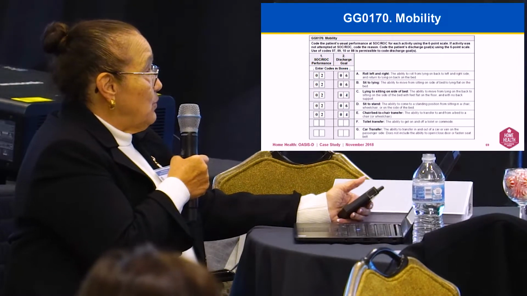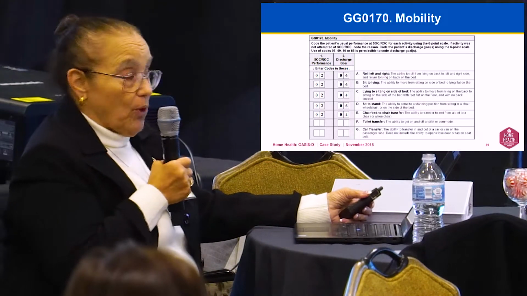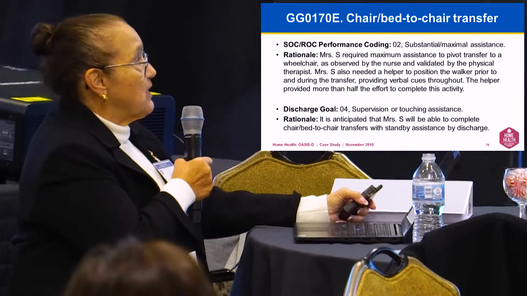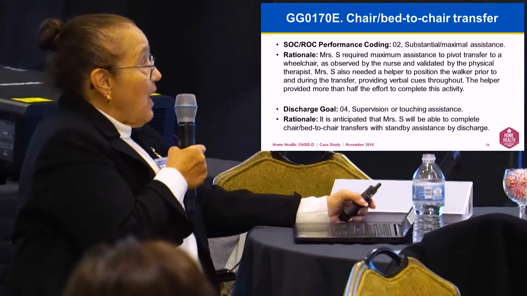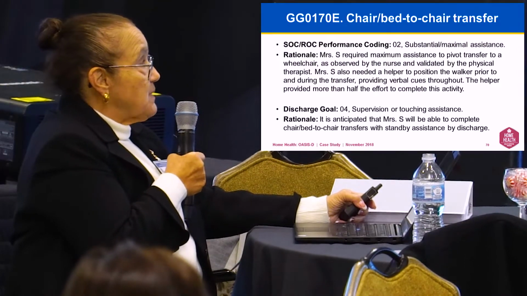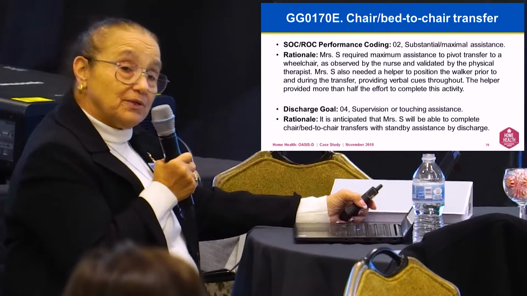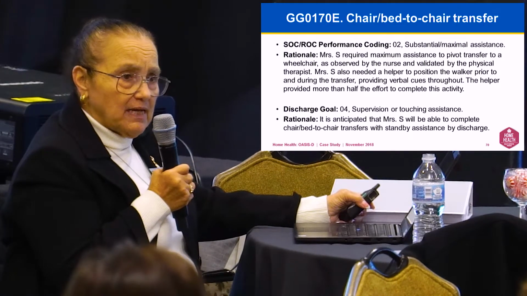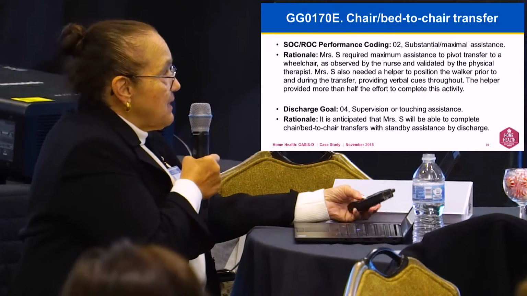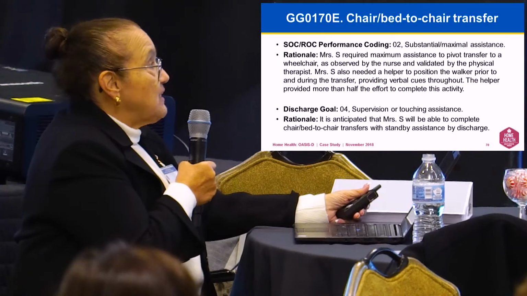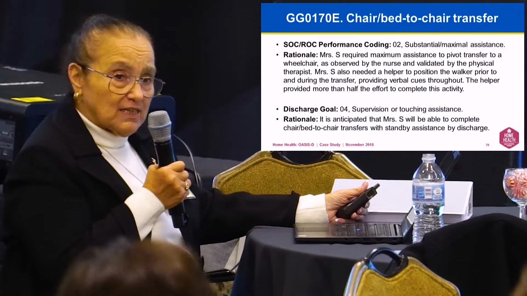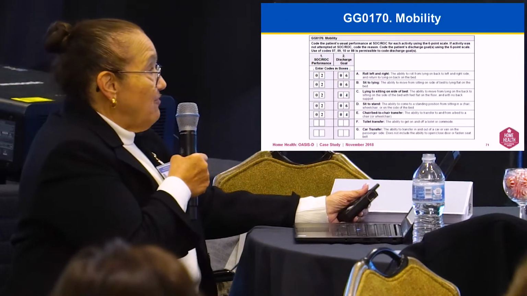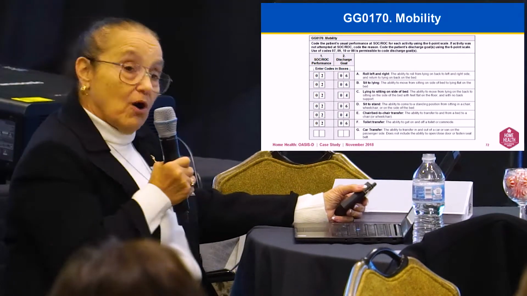At start of care, O2, here for discharge, the goal returns to O4. The rationale here is that on start of care, she is requiring maximal assistance to accomplish this task. She needed the helper to position her walker, both prior to and during the transfer, along with verbal cueing. That's a considerable amount of assistance, which clearly is only at the O2 level. For the discharge goal, we still believe that she's going to need ongoing supervision or touch assistance in order to safely accomplish this.